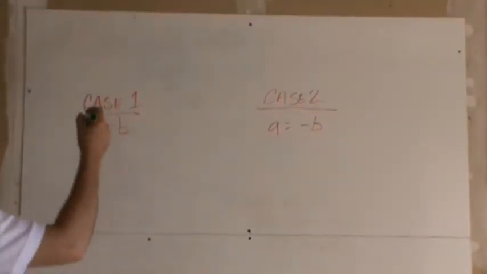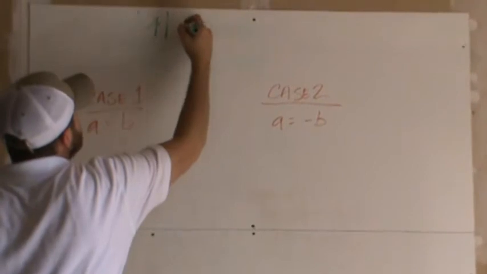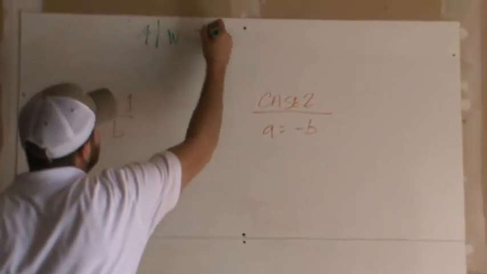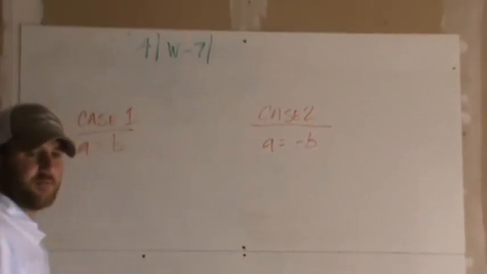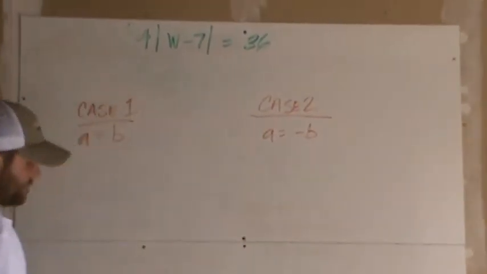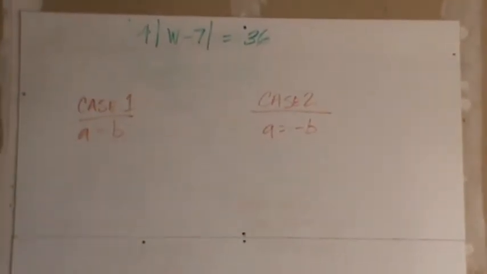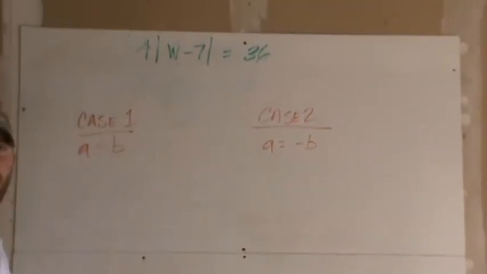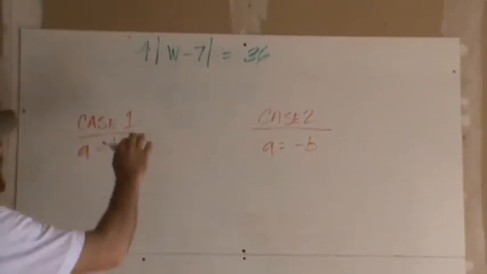So let's try a couple more problems, kind of along those lines. We'll say, what if you had 4 times the absolute value of w minus 7? And for this one, we'll say, what if it equals 36? Again, notice that the absolute value is not by itself. The 4 is attached to it.